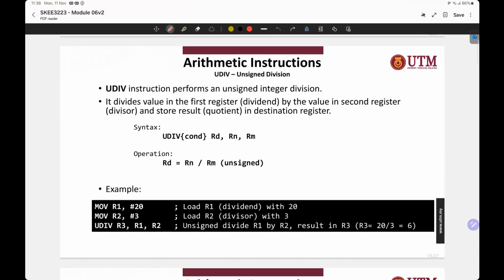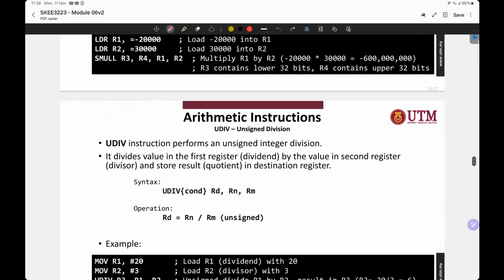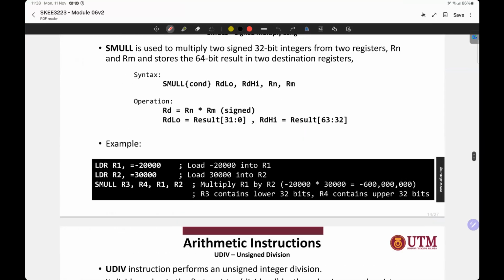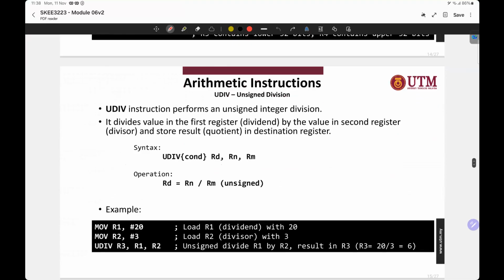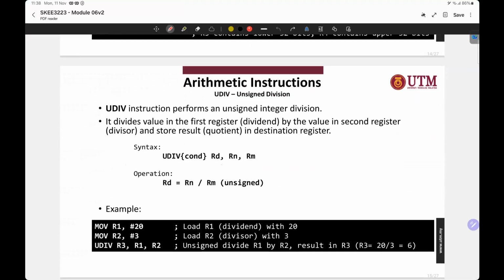So today we're going to continue our class. Last time we already finished the signed multiply long. Now we're going to look at the unsigned division. What is the unsigned division? For the unsigned division, we are going to use what we call UDIV. The instruction is the UDIV instruction.